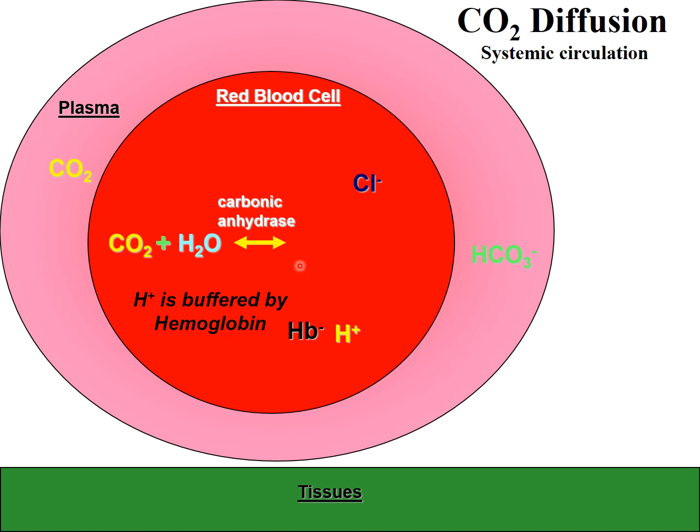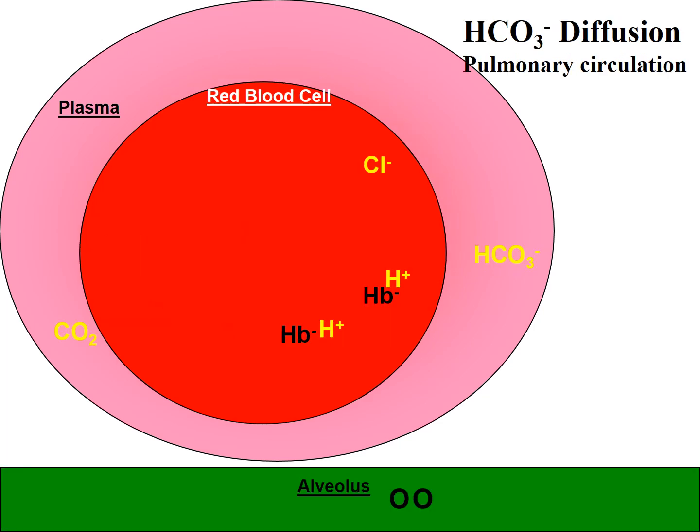So as you see here, relatively in the periphery, the red blood cell is going to carry the hydrogen of the CO2 and the bicarbonate carried by the plasma. What will happen? Now we are going to the pulmonary circulation. We do have a hydrogenized or reduced hemoglobin and chloride inside the red blood cells.